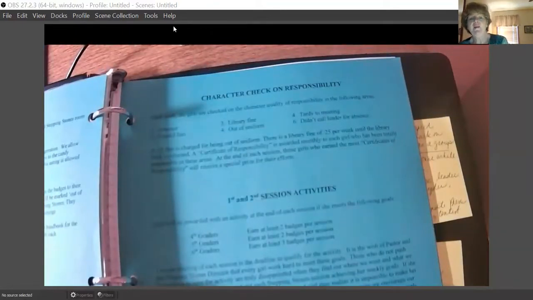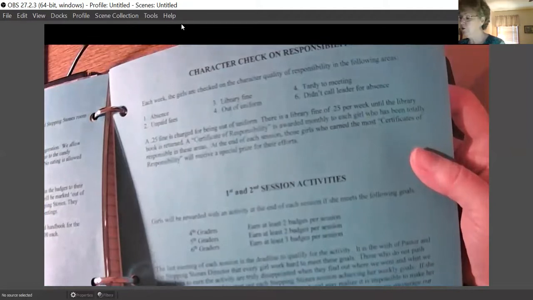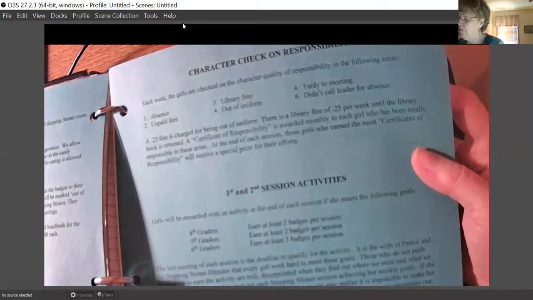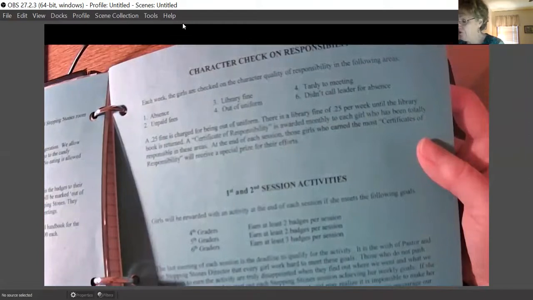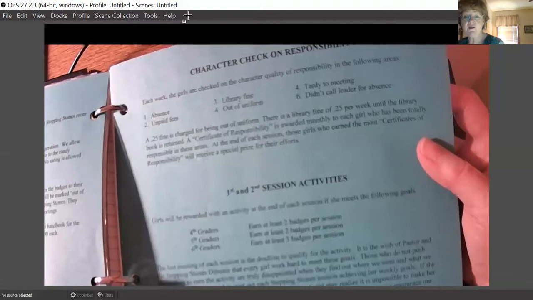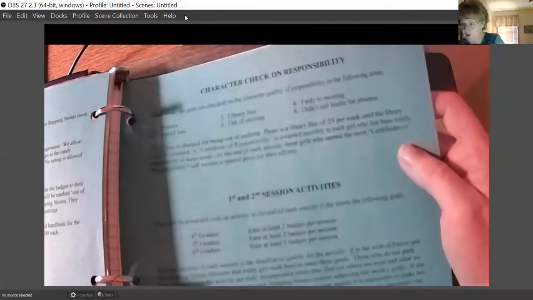Every week I fill out the dreaded chart, the check on responsibility. So girls receive a check on the dreaded chart if they're absent, or if they've got some unpaid library fines, or if they haven't paid their registration fee yet. If they've forgotten their handbook or their book bag, if they're tardy to the meeting, or if they didn't call their leader or call me to tell about an absence. So we call this the certificate of responsibilities, given to every girl at the end of every month who has not received any marks on what we call the dreaded chart.